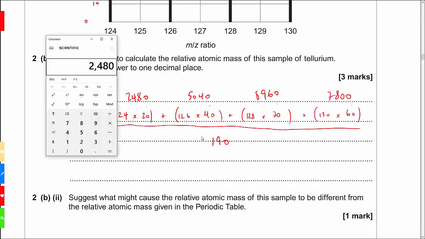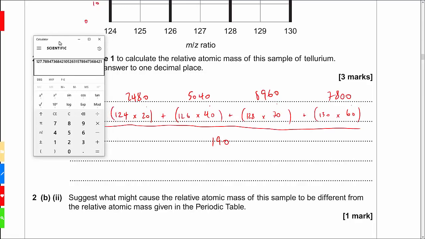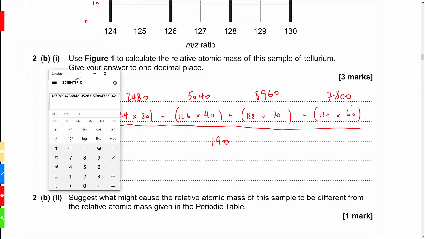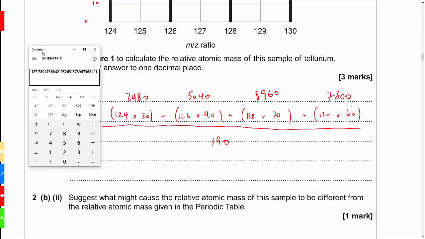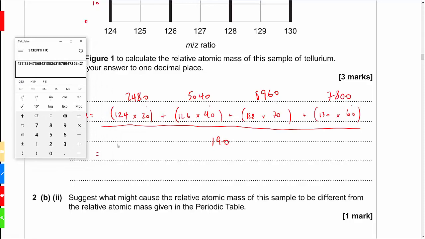So 2480, add 5040, add 8960, add 7800, divided by 190, and we come to an answer which is 127.7 and so on. Give your answer to one decimal place, it says there, so we'll go 127 point, I'd probably write this, well, let's do it straight in, 127.8.